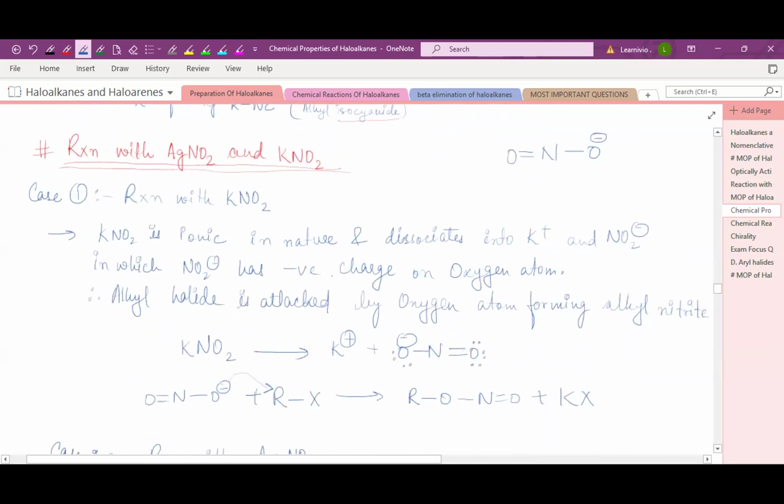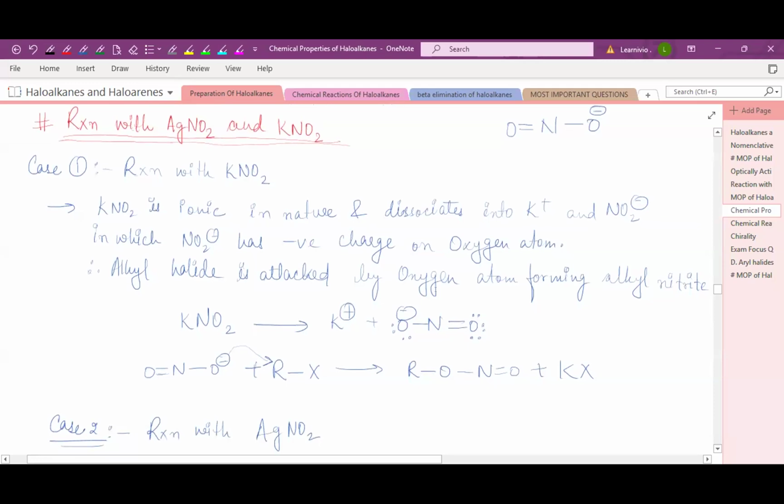Okay, similar case is these four questions are very, very important. Okay, ये repeated questions हैं. In the previous set questions, either they will give you AgCN or KCN case, or sometimes they will give you AgNO2 or KNO2.